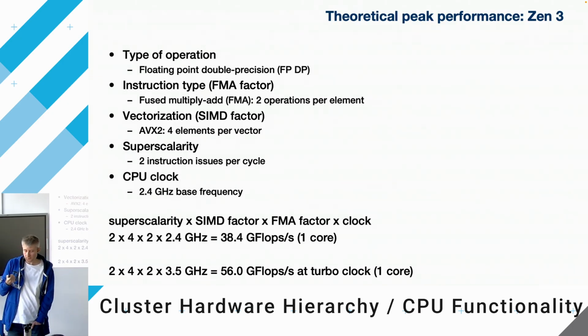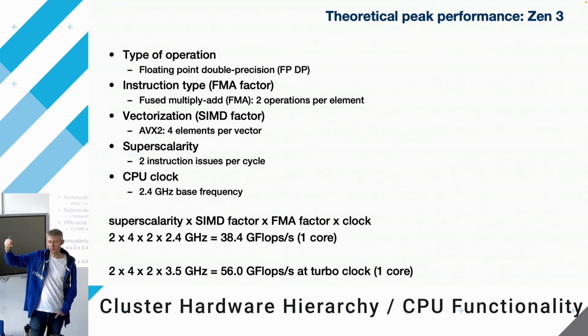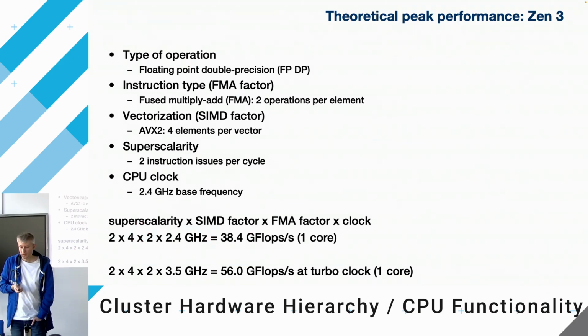Therefore, if the pipeline is always filled, per cycle we have the maximum number of instructions that can be executed, or operations done by the CPU pipeline, and then we can get the peak number of operations per second. So we multiply all of these things: how many cycles in a second do we have, how many operations can we do, and then we see that we can have 38 gigaflops per second on one core. This is the theoretical peak of the CPU core.